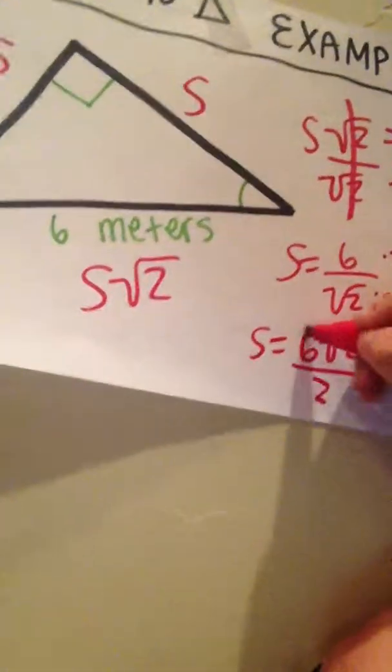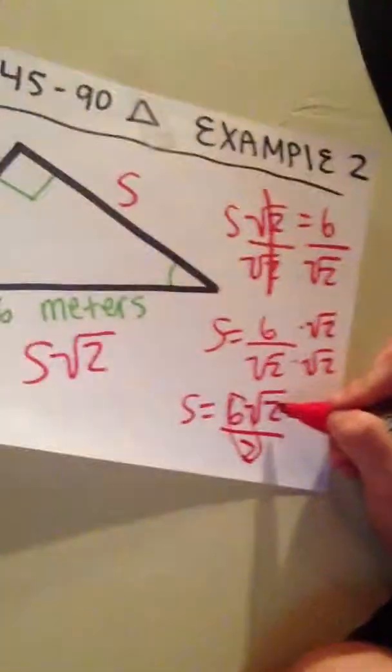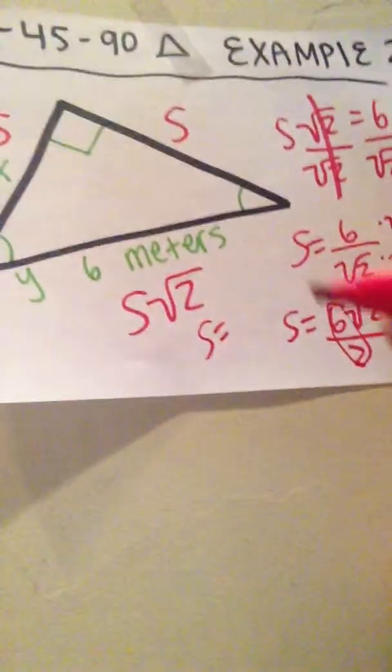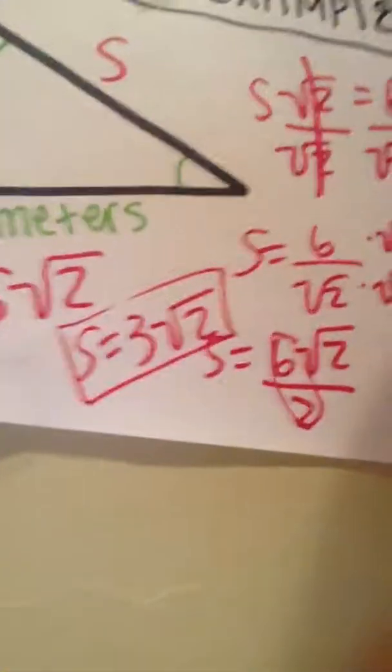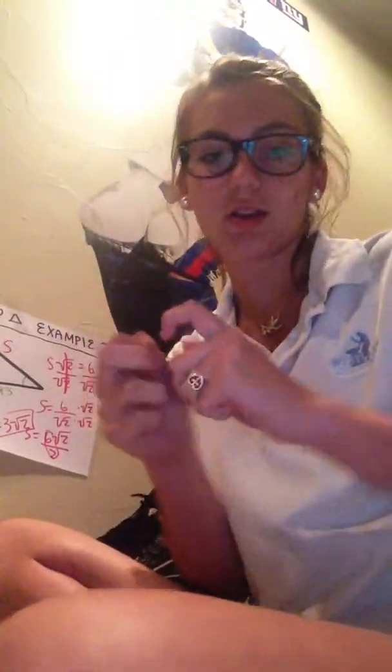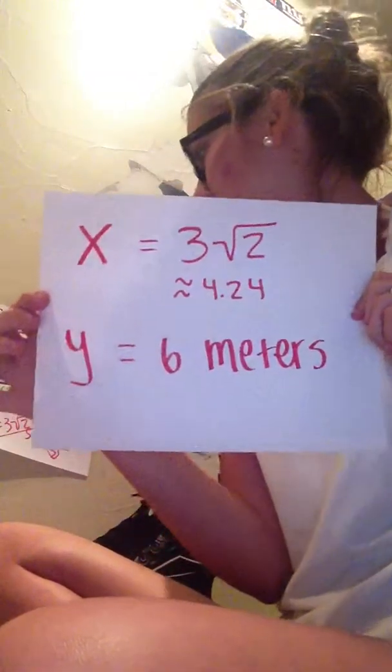And right here, you can tell that these are the whole numbers, and you're just going to ignore the root for now. So 6 divided by 2 is 3. So you're going to find that your s equals 3 times root 2. And you're going to find that your y, you can tell that y equals 6 meters right there, so you already know what your y value is. So let's check the answers, and you can tell that we got these right. So that is how you find it with a 45, 45, 90 degree triangle.